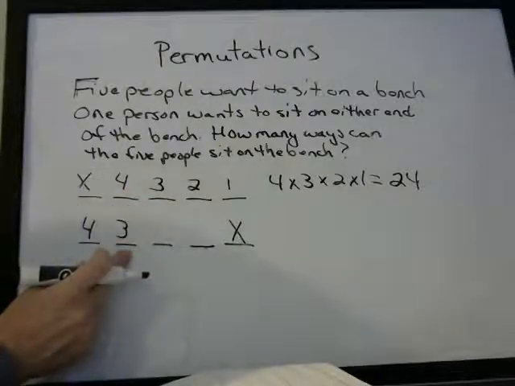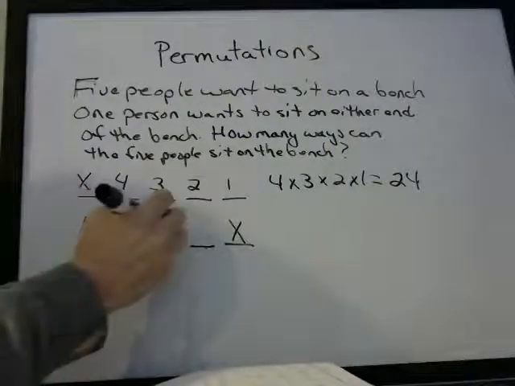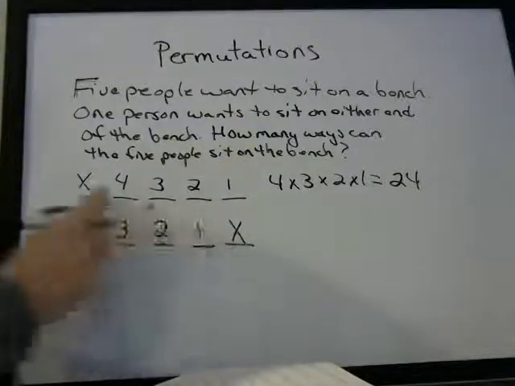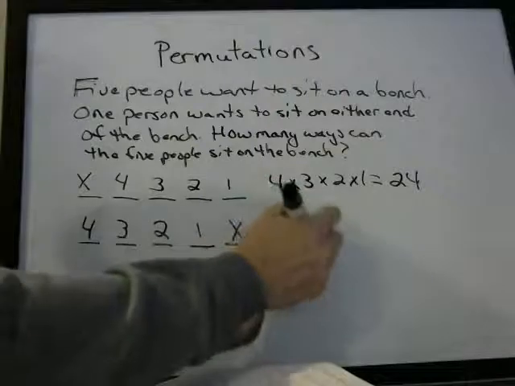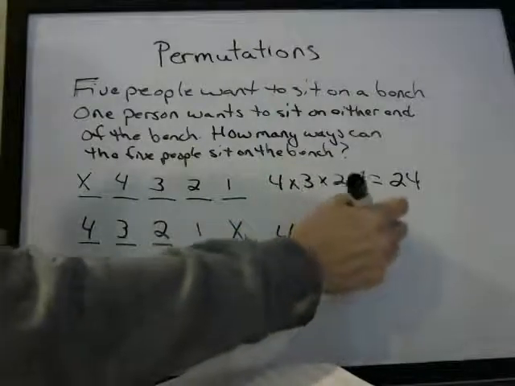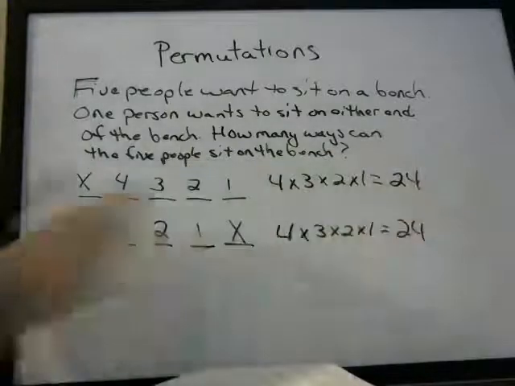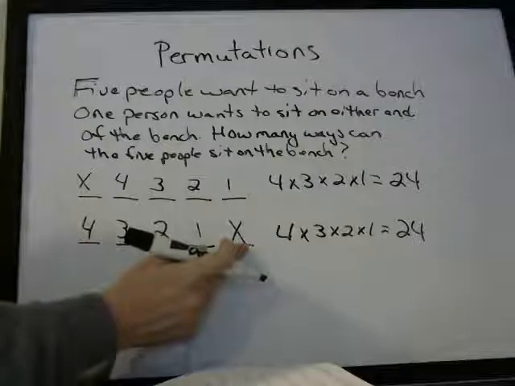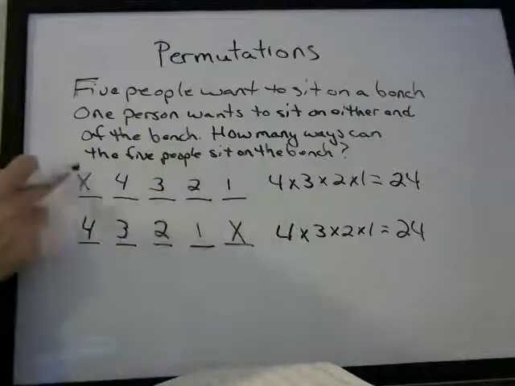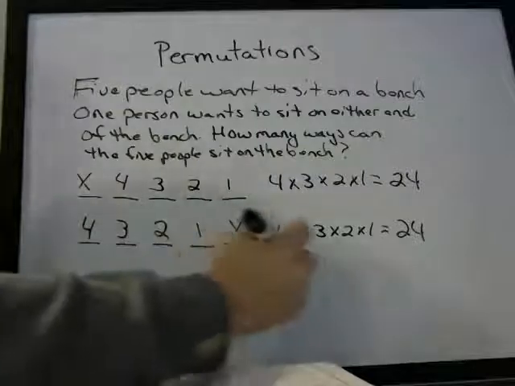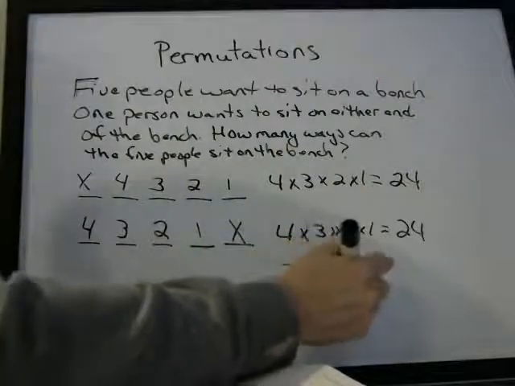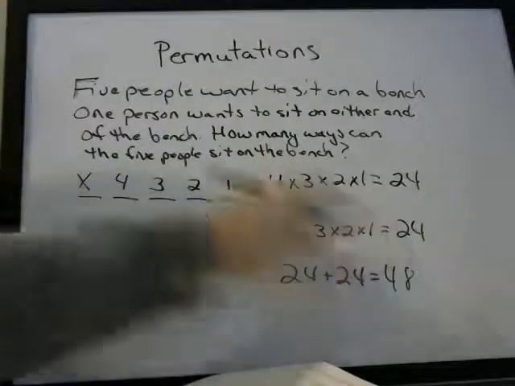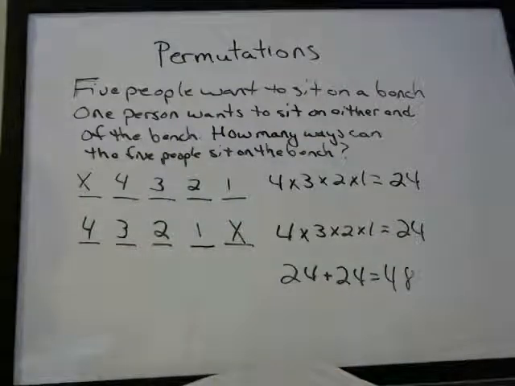Once he sits down or she sits down, there's only 2 of them left. Either one of them can sit here. And then there's only 1 person standing. So, if the person sits on this end, there's 4 times 3 times 2 times 1. There's 24 ways that the people can sit if the guy sits over here. So, there's 24 ways if he sits here. There's 24 ways if he sits here. So, how many total ways are there? You just add that up. 24 plus 24. There's 48 different ways that these 5 people can sit on that bench.